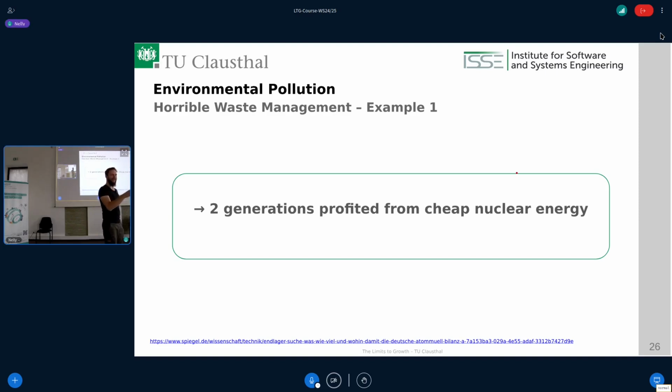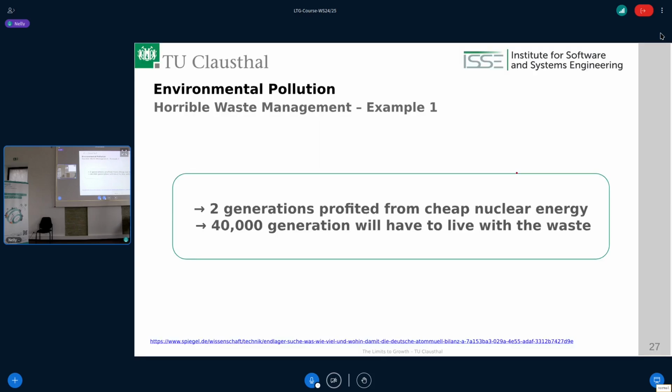Could be, but for other reasons. So there was one guess that says in 2-3 generations we don't have to worry about that anymore, but probably for other reasons. Good. The correct answer is 40,000 generations have to live with the waste that 2 generations produced.